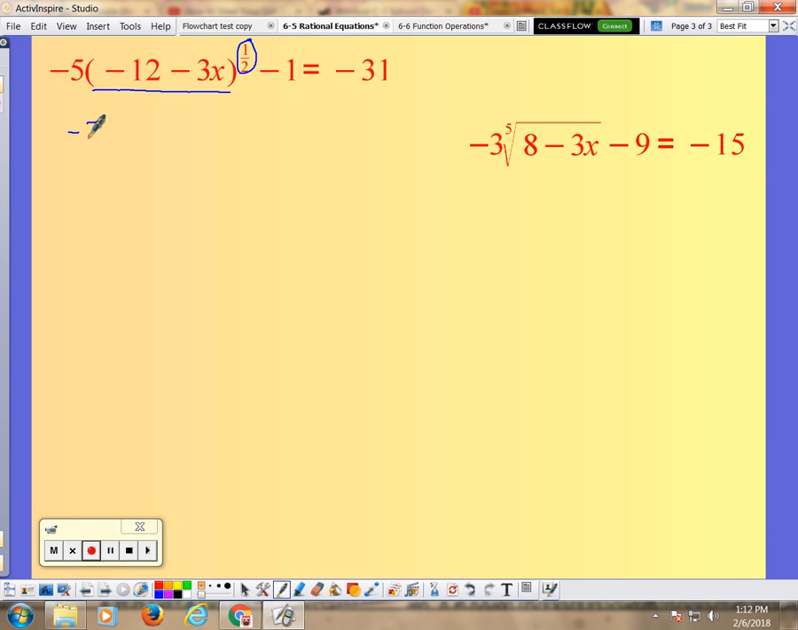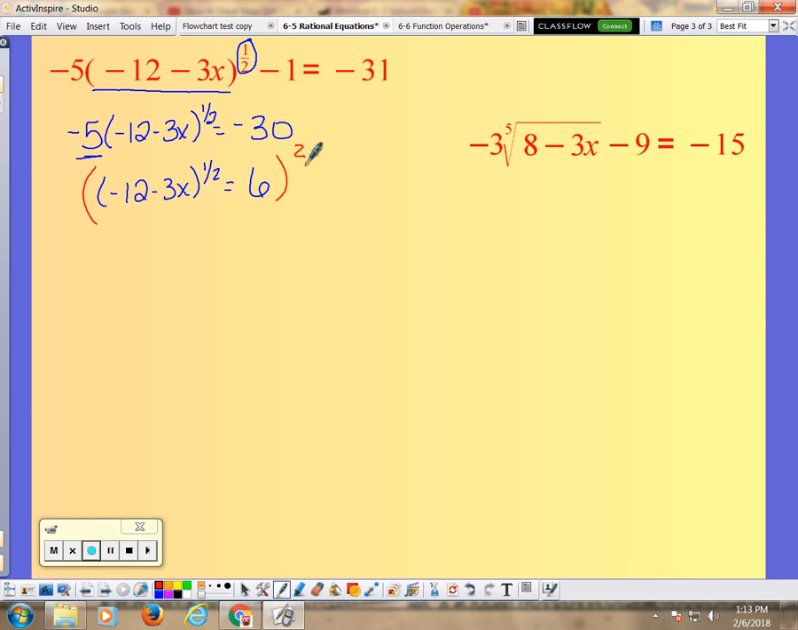So the first thing I need to do is add the 1 to the other side. So I'm going to add 1 over here. Now I still have this -5 hanging out, so I have to divide, because that says -5 times all that stuff. So I'm going to divide by -5 to get a +6. Now I have nothing hanging around outside the parentheses there, so I can square both sides.